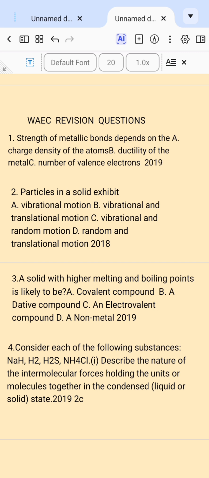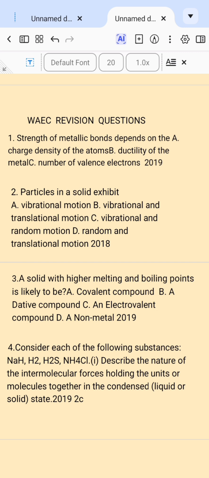Please, anytime you're answering a question, always go through the options properly before arriving at your answer. I told you earlier that the strength of a metallic bond depends on the number of valence electrons. Aluminium has 3 valence electrons, while sodium has 1. So aluminium has a stronger metallic bonding.